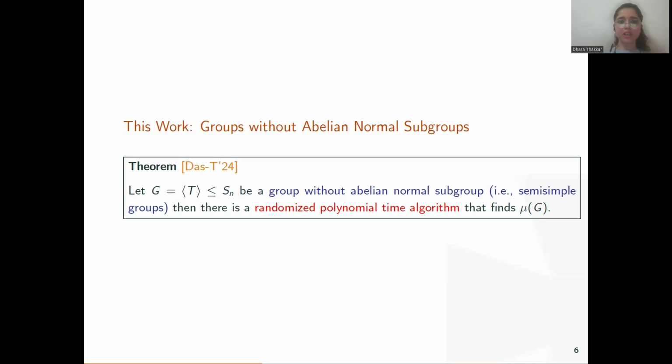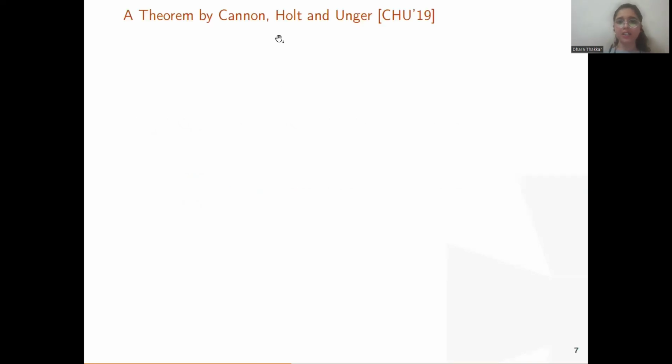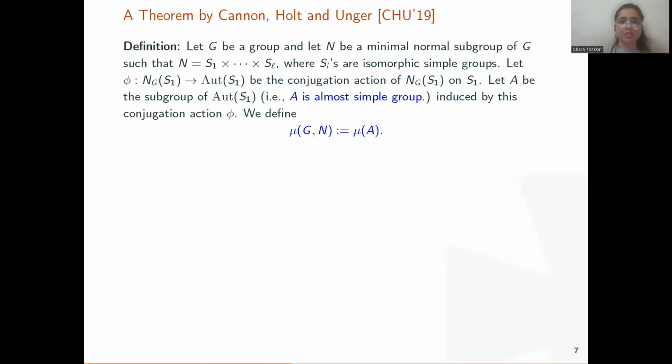We have used a theorem by Cannon, Holt, and Unger. Before stating the theorem, let me introduce this definition. So we have a group G and a minimal normal subgroup N.